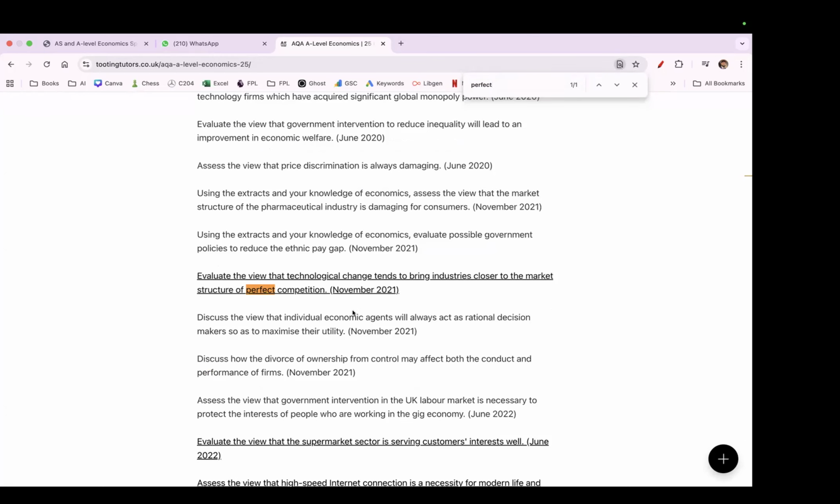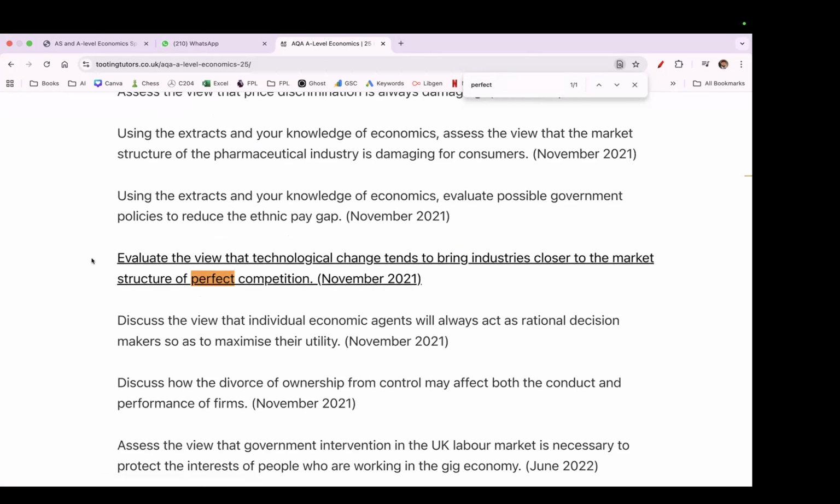And then 25 markers are a bit harder. You've got questions like these where it says evaluate whether technological change brings... Basically, it's asking, is perfect competition realistic? Is perfect competition becoming more realistic or becoming less realistic? So that's way harder than the 15 marker. The 15 marker is just like writing down everything you understand. And the 25 marker is applying it to real life and asking you to think carefully about whether you think everything we've learned is realistic or not.